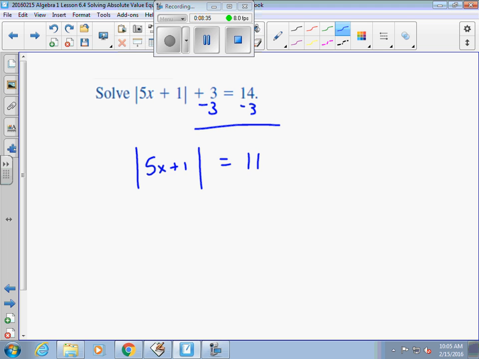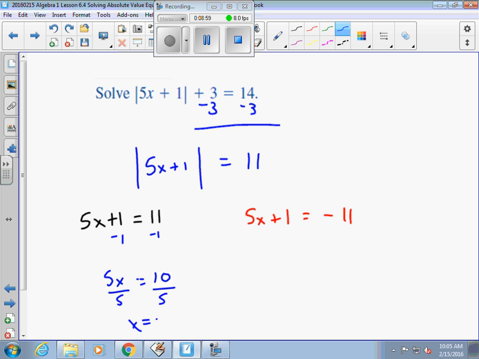So now, set it up as two separate problems. As a positive one, 5x plus 1 equals 11, and as a negative one, 5x plus 1 equals negative 11, both positive and negative. Undo plus 1 on both sides by subtracting it. 5x is equal to 10. Undo 5 times by dividing it. X is 2. There's one of your answers.